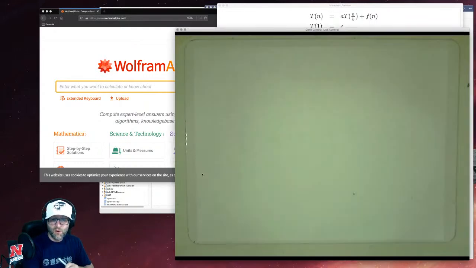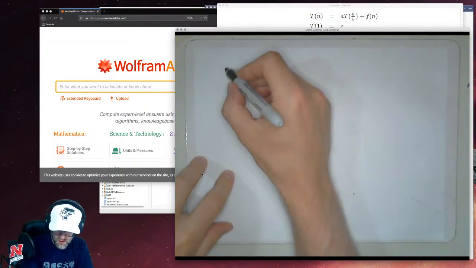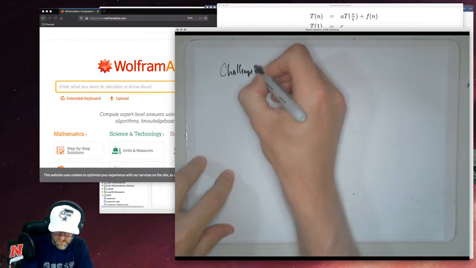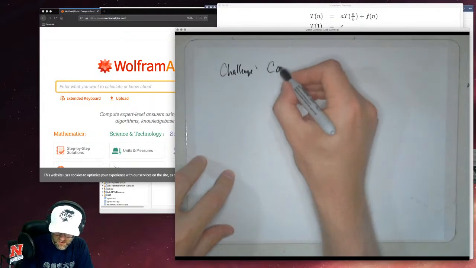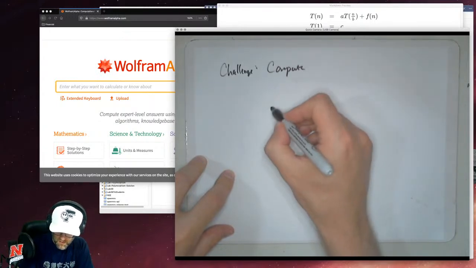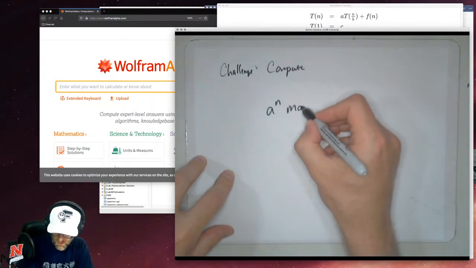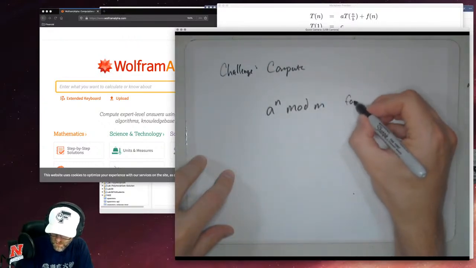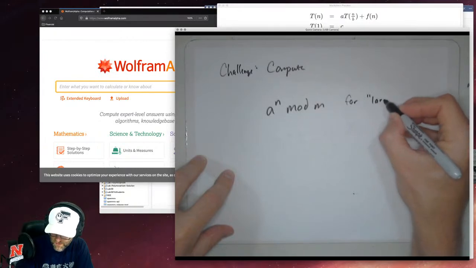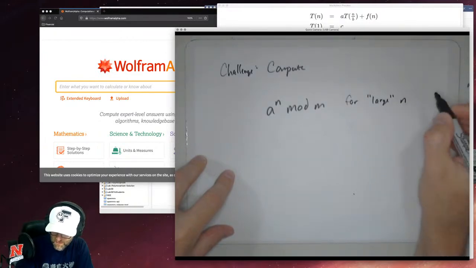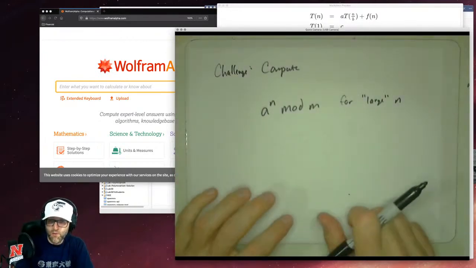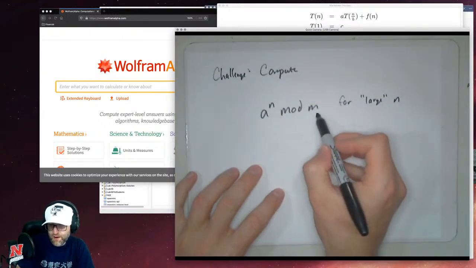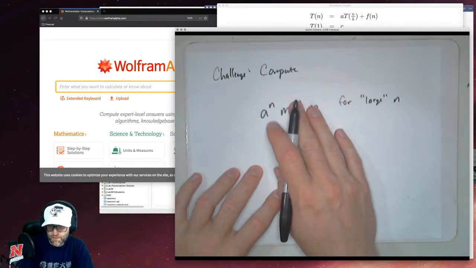What I'm going to do is motivate this by giving you a task or a challenge. All right. Compute a to the n mod m for large n. And I don't know what I mean by large yet, but we'll go ahead and figure that out later. Okay. Now, this mod m here is just a red herring. We can take that off if you want.